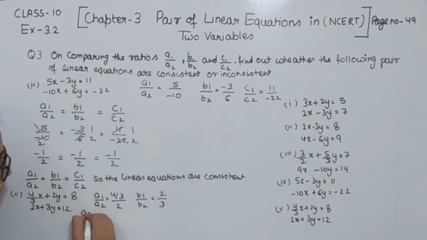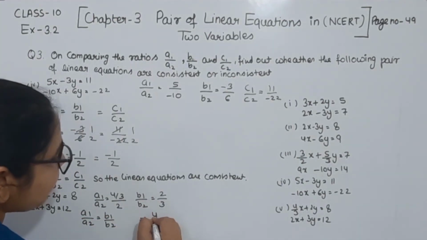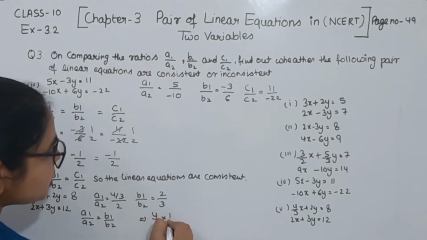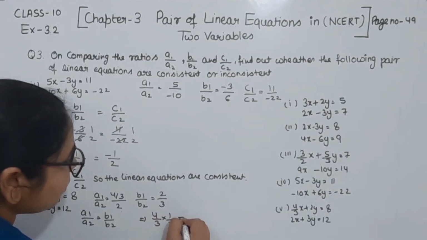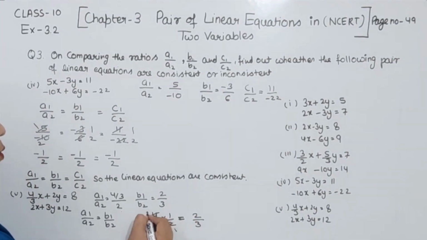So we are going to find whether a1 by a2 is equal to b1 by b2 or not. So we are going to find this one. 4 by 3, we are going to reciprocate this one. This is 1 by 2. Here we have 2 by 3. So 2 ones are 2 and 2 twos are 4. So this one is 2 by 3, this one is 2 by 3. So that means both of them are equal.